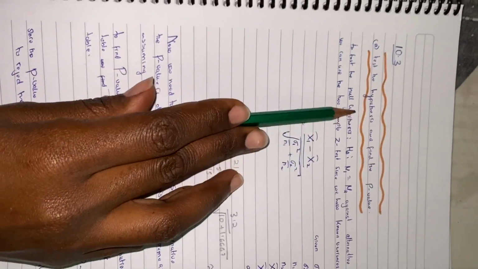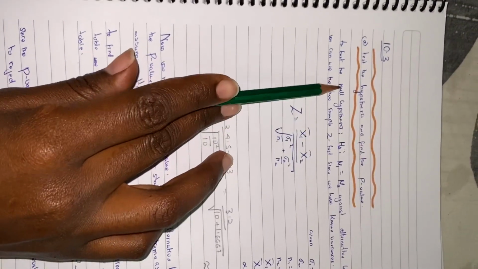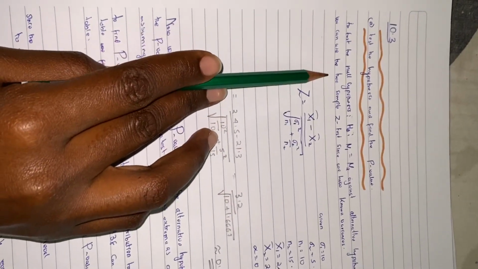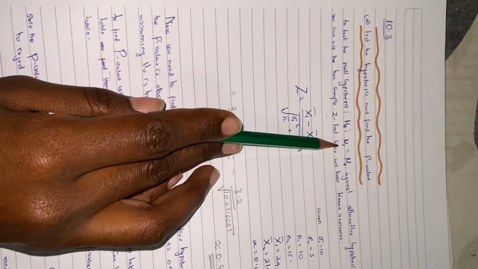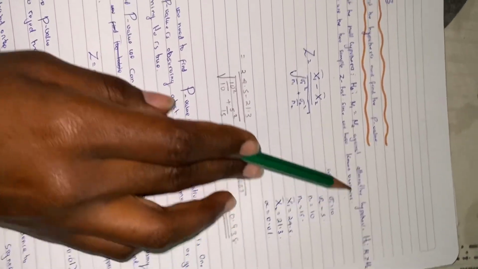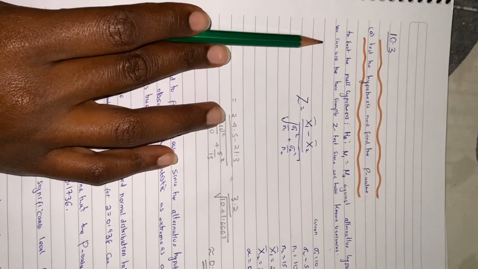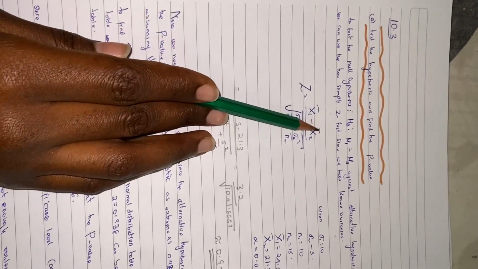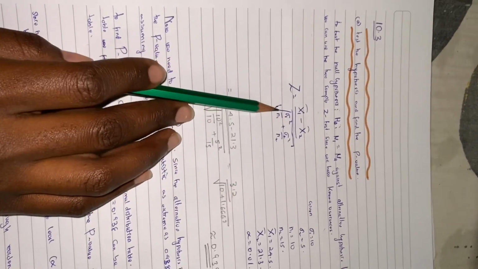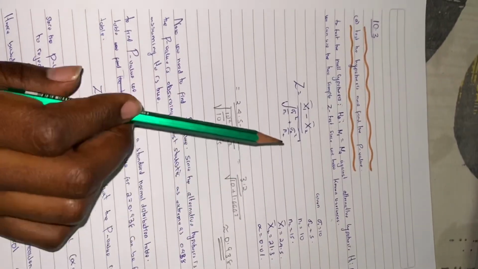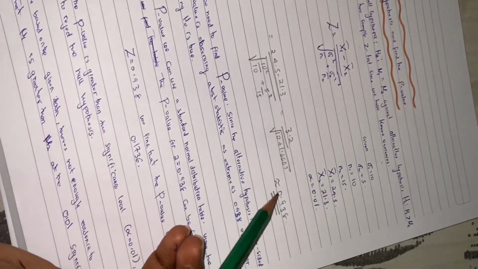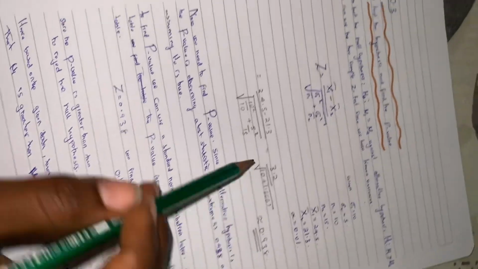In question 10.3a, we are being asked also to test the hypothesis and find the p-value. To test the null hypothesis, which is mu1 is equal to mu2 against the alternative hypothesis where mu1 is greater than mu2, we can use the two-sample z-test since we have the known variances. The z-sample here, and then these are the data we have been given. If we put all the data into the formula, we are going to get z to be about 0.938.